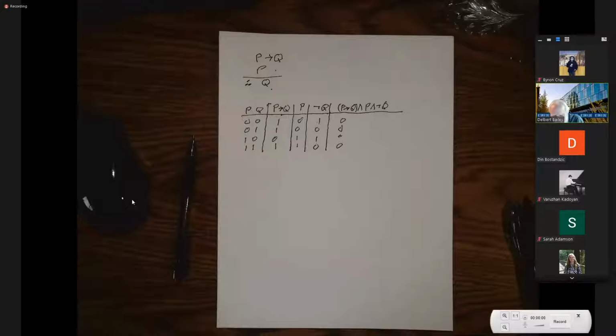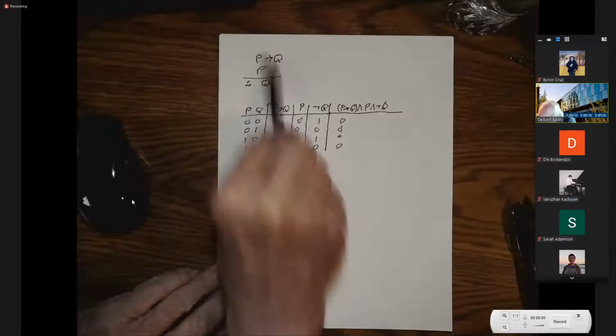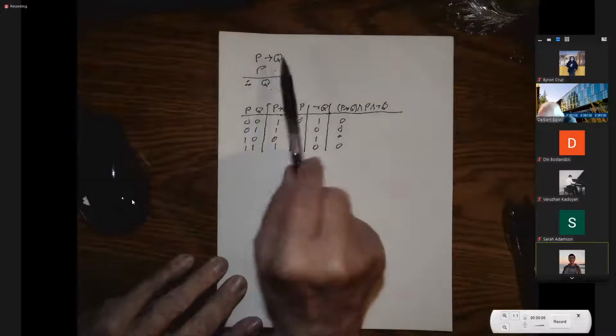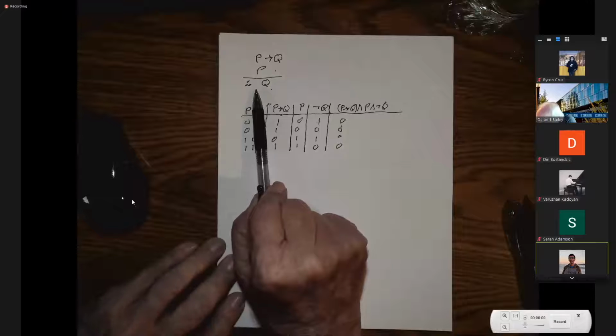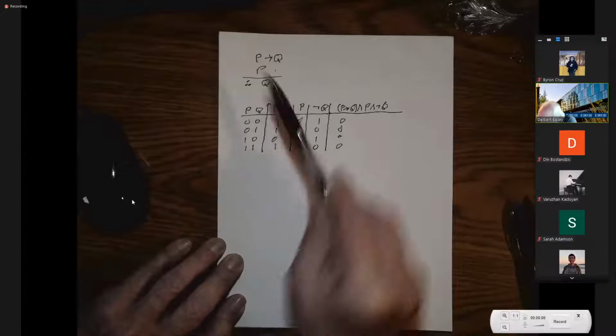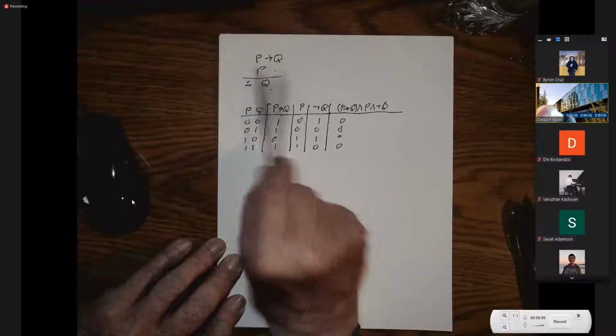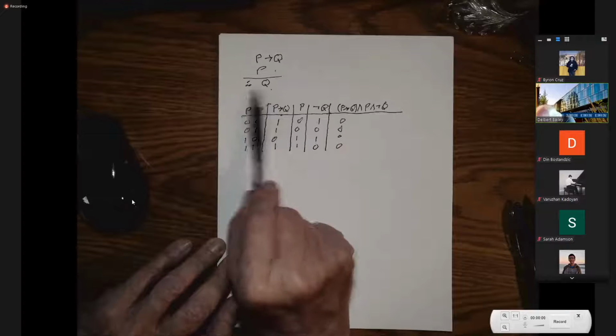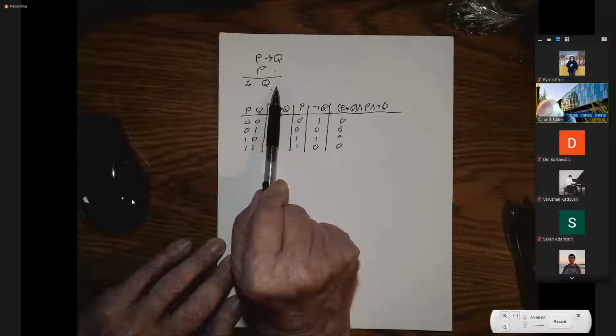Any questions about that? So because the very right column is all zeros, that means that the premise 1, premise 2, and conclusion is valid? It means that this argument is valid. Okay, why is that the case when the things on the right are all zeros? Because we're saying an argument is valid if the conjunction of all of the premises with the negation of the conclusion is a contradiction.